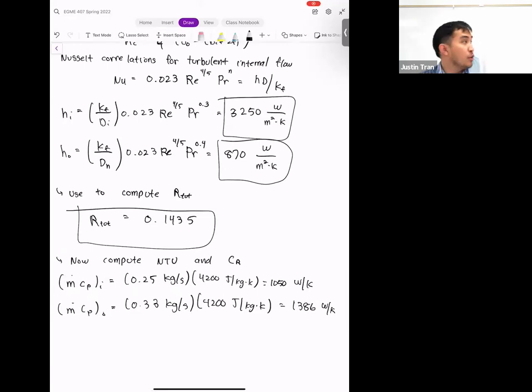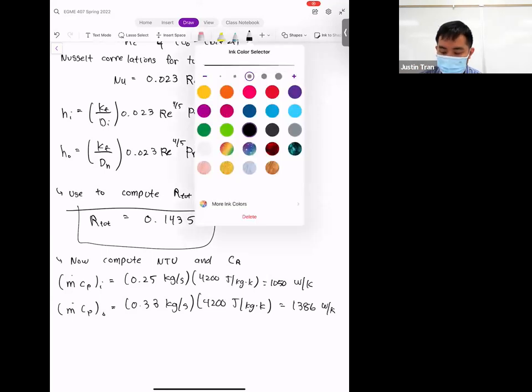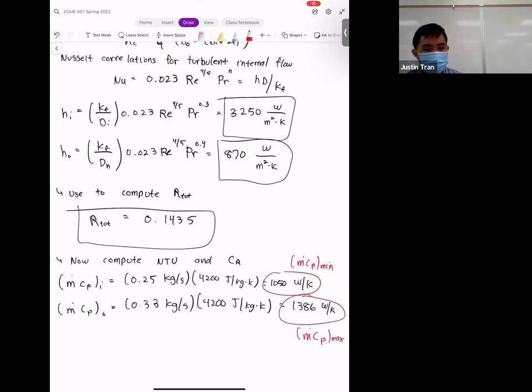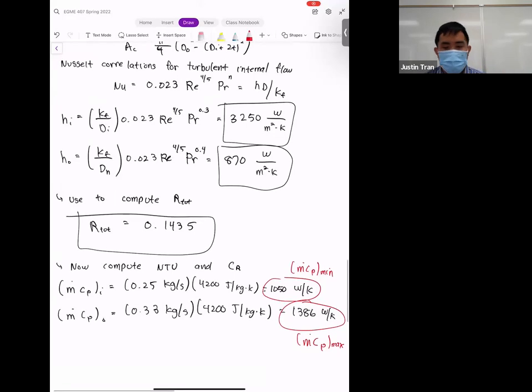All right. Just based off these numerical values, we can see which one's the minimum and which one's the maximum. This top one here is our minimum. And this bottom one, since it's higher, is m dot C_p max right here. So when a problem asks you to compute the m dot C_p min and m dot C_p max, you have to compute m dot C_p for both flows, and then just see which one's bigger than the other one.